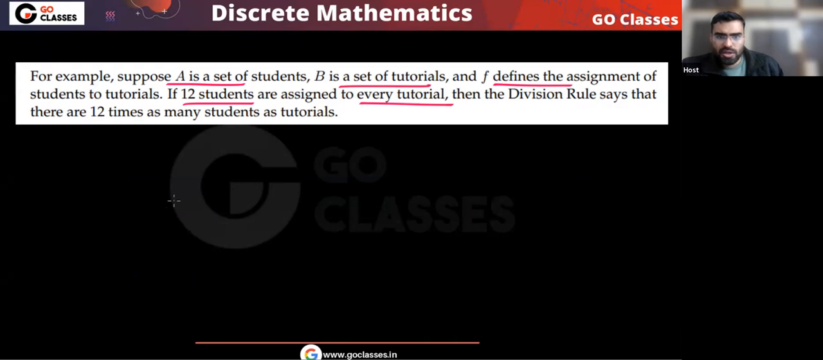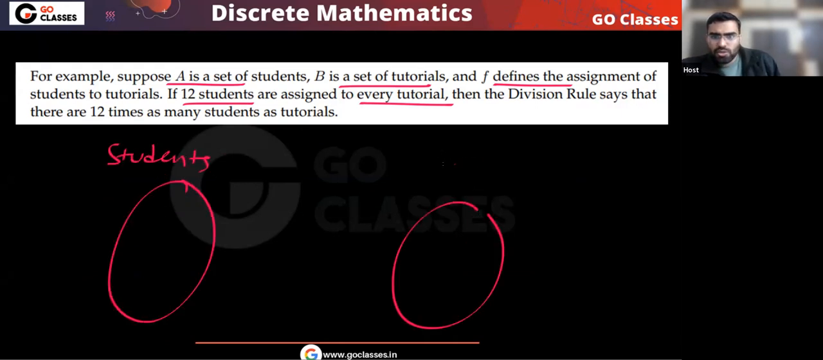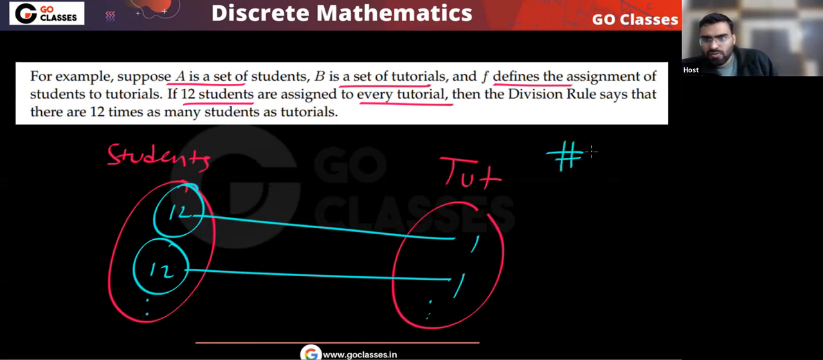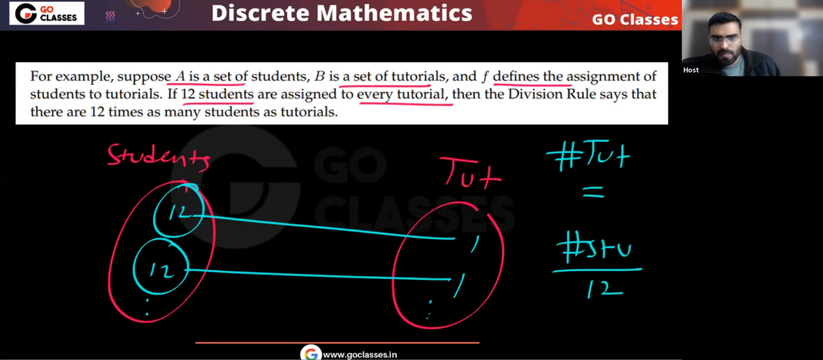Okay, so basically you have, it's like this. These are the students, and these are the tutorials. Now what is happening? 12 students are assigned to one tutorial, like this. So here I can say that the number of tutorials is the number of students divided by 12. Here you can notice the number of tutorials is equal to the number of students divided by 12.